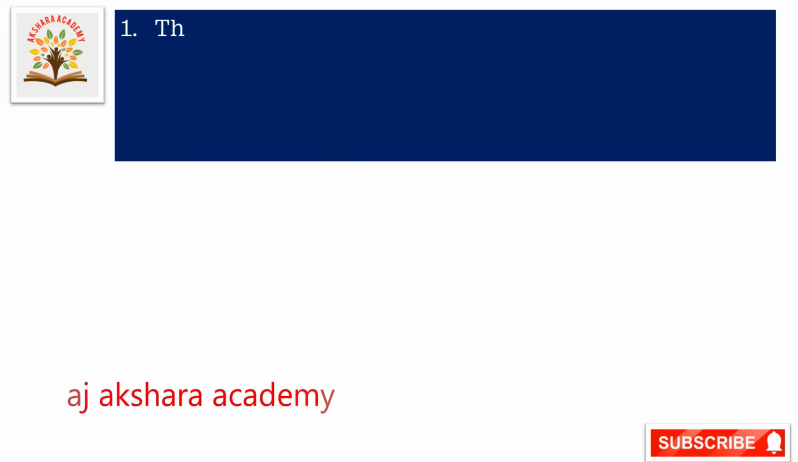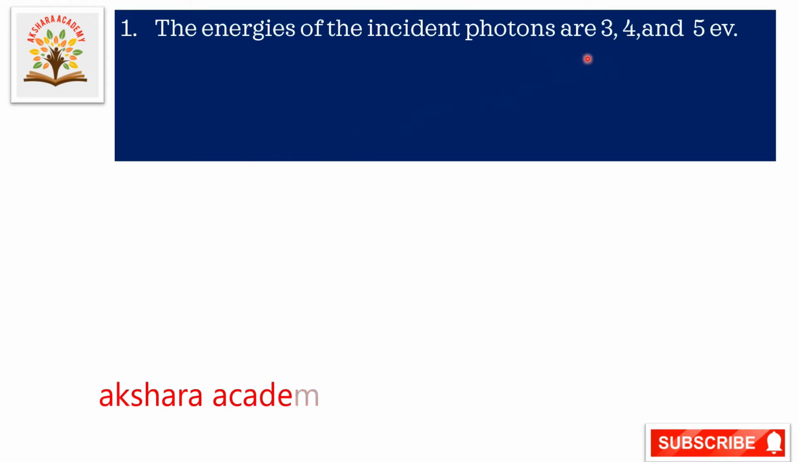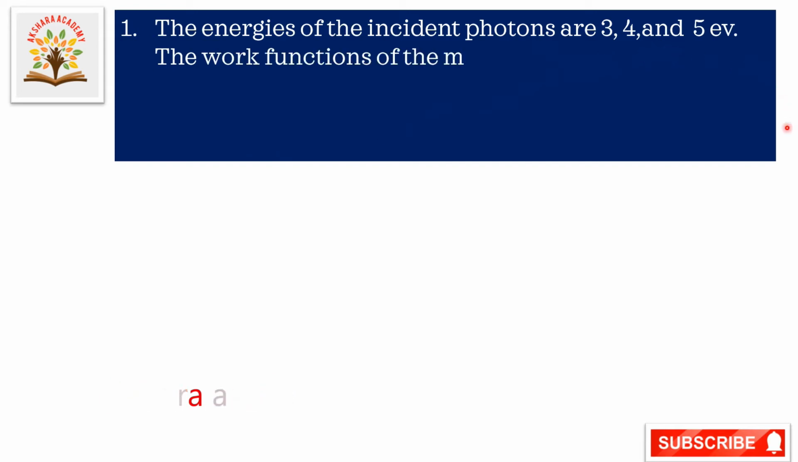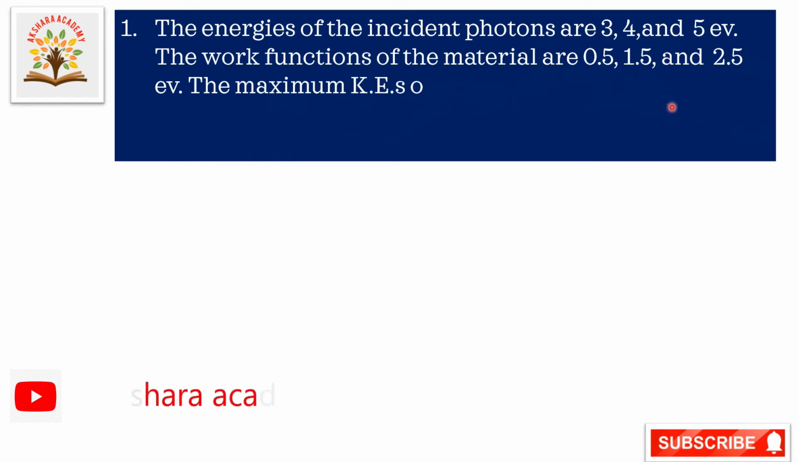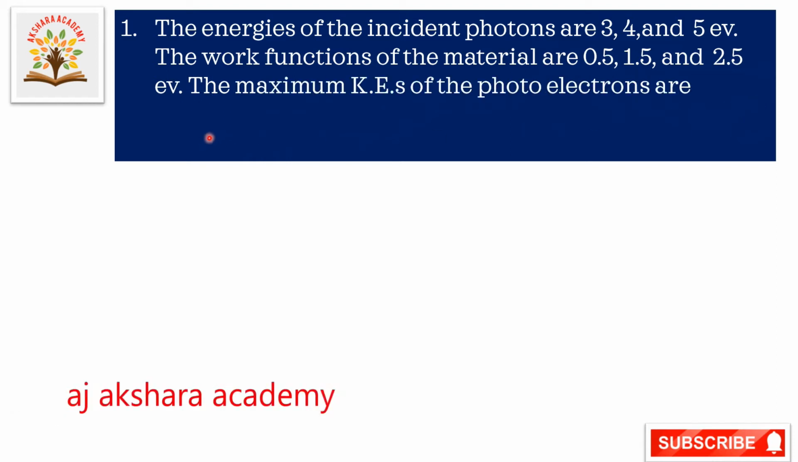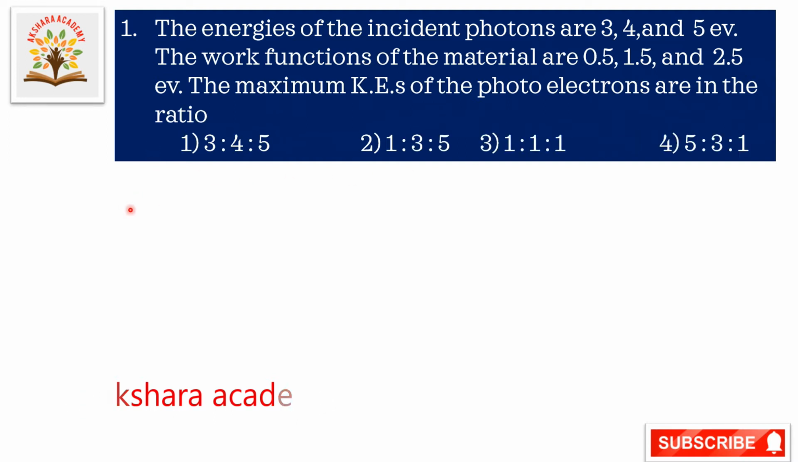Akshar Academy: let us go to today's session. First one. The energies of the incident photons are 3, 4 and 5 electron volts. The work functions of the materials are 0.5, 1.5 and 2.5 electron volts. The maximum kinetic energies of the photoelectrons are in the ratio of? Now let us go to the solution.